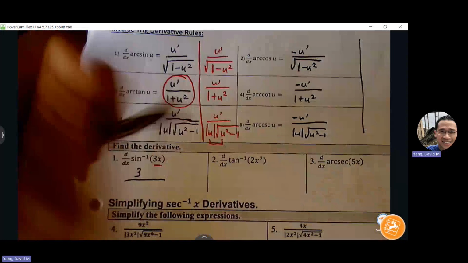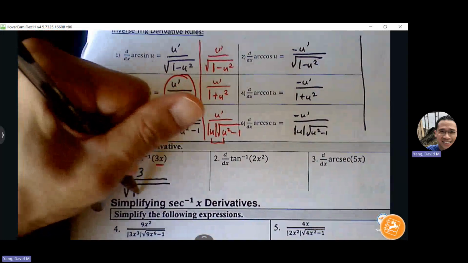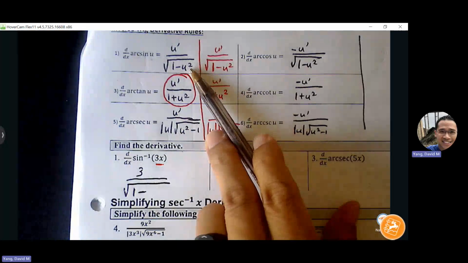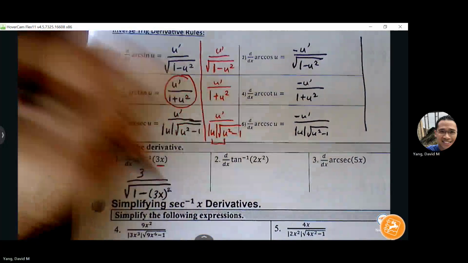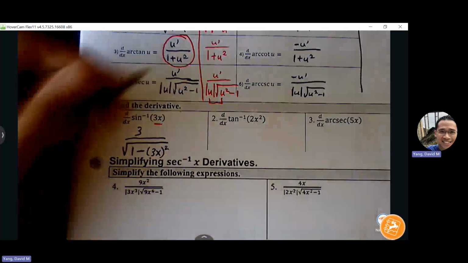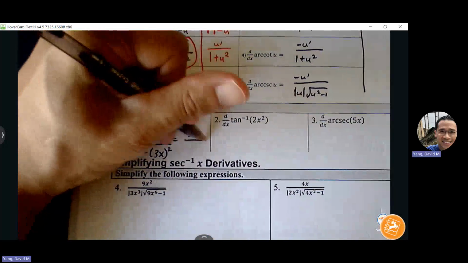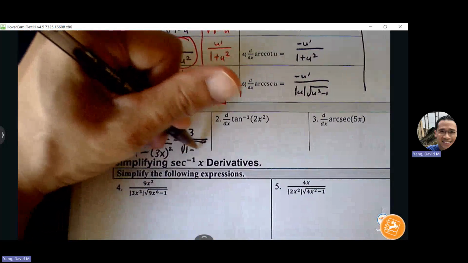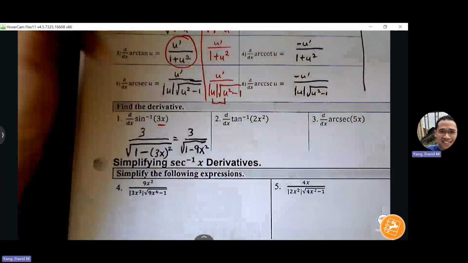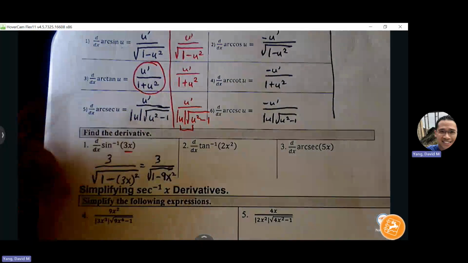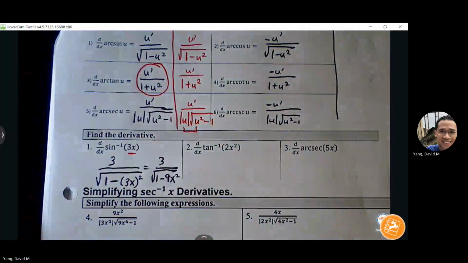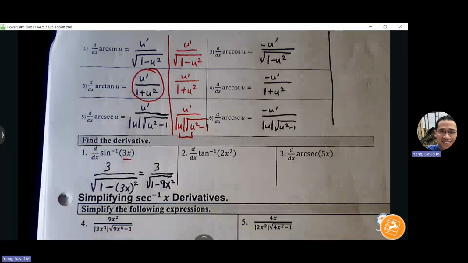Square root of 1 minus what? 9. Good. Now make sure you square both the 3 and the x, so that becomes 9x squared. Applying the derivative rule, I find, is easy. You just have to know how to memorize and get to the rules. Okay, you guys want to try 2 and 3 and just follow whatever the rule says? Find the derivative of inverse tangent of 2x squared, and inverse secant, or arcsecant, of 5x.